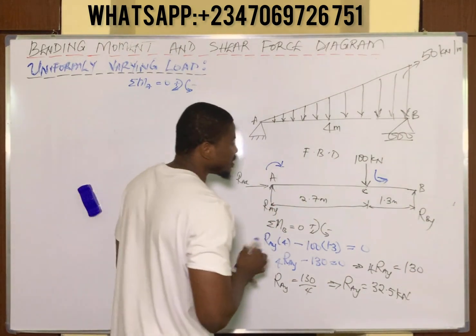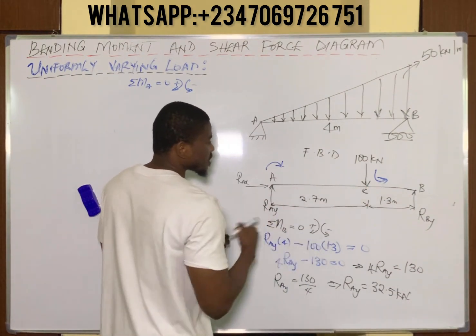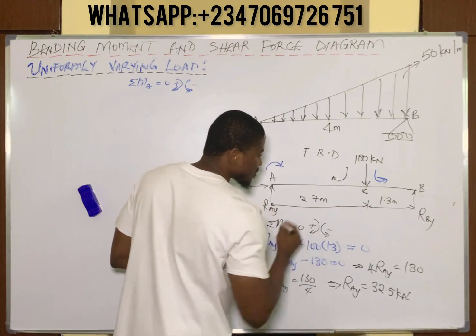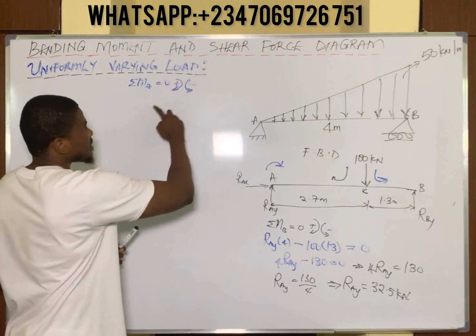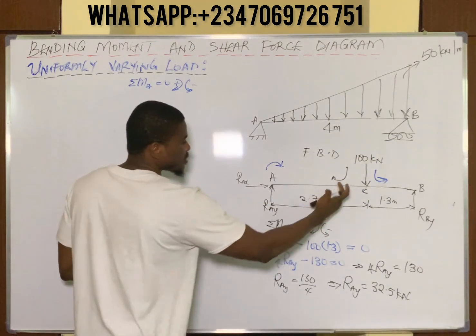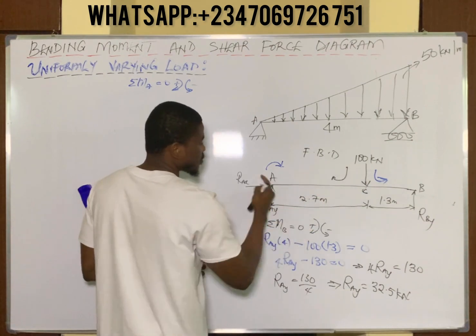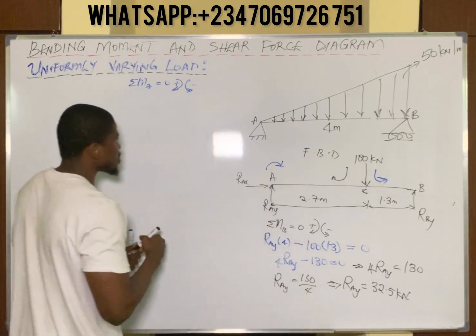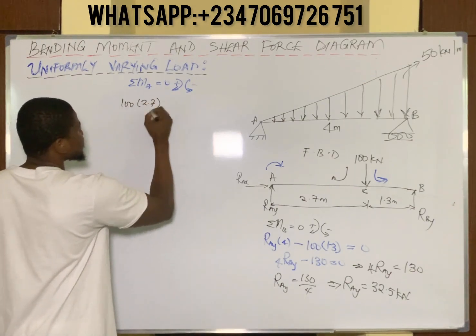Now, you have a 100 kilonewtons force acting downwards. Moment of this force about point A will simply turn in this direction. So if it turns in this direction, what is it? Clockwise. We say let clockwise be positive, and this direction is clockwise. So the moment of this force is going to be positive about point A. Total distance it takes this force to get to point A is 2.7 meters. So the moment of that force becomes 100 multiplied by 2.7.